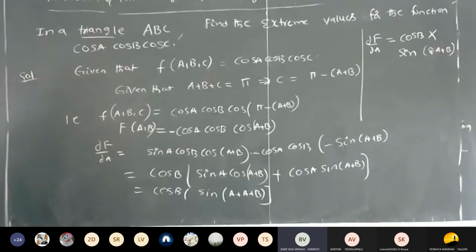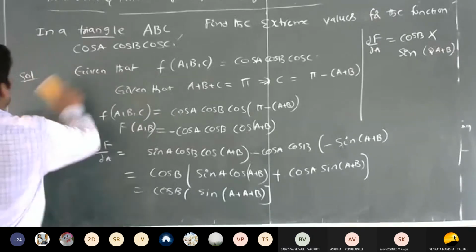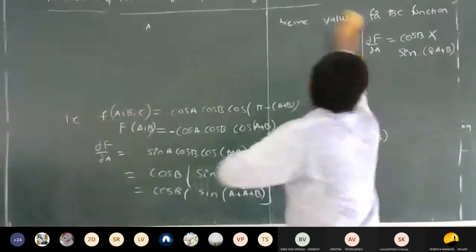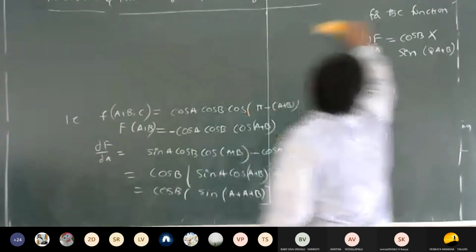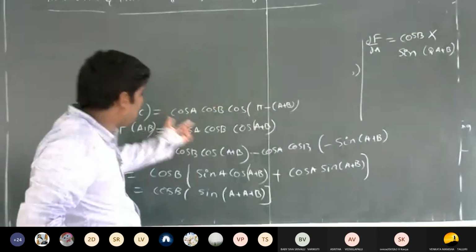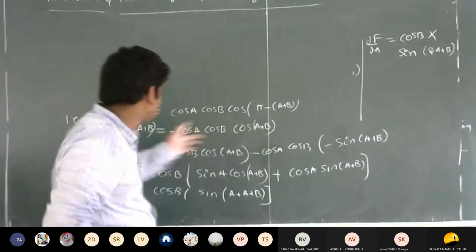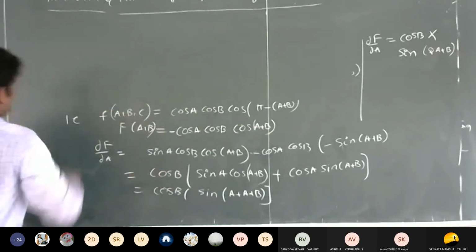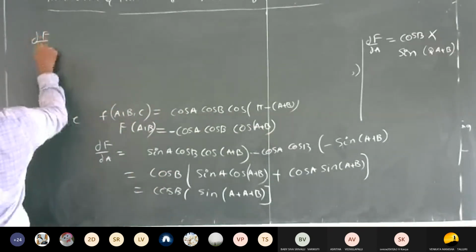Then you can calculate the dou F by dou B value. Here I am applying the UV rule, that is the derivative of UV, because it is a function of B and it is also a function of B. So you have to observe very carefully.